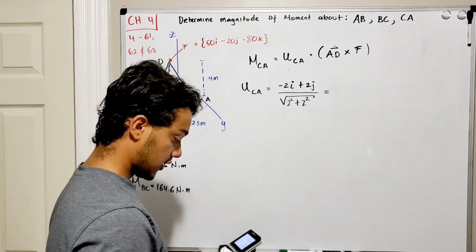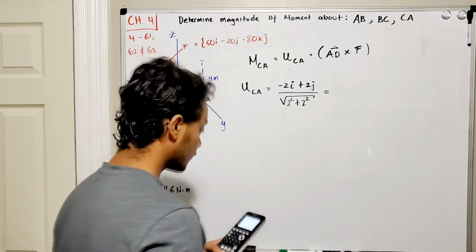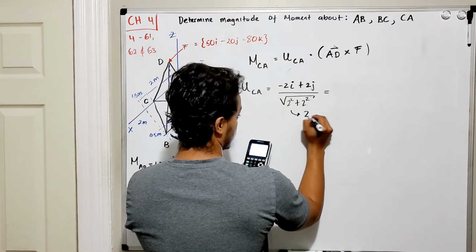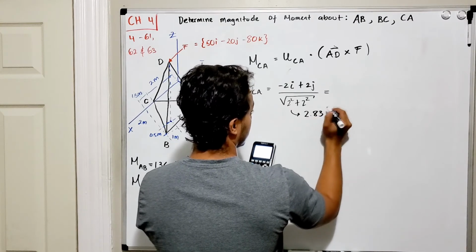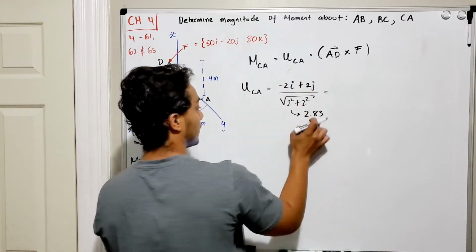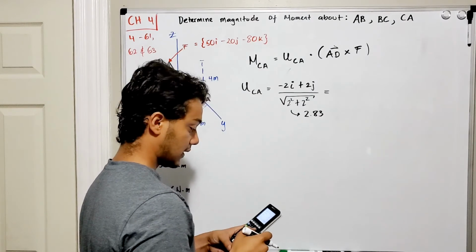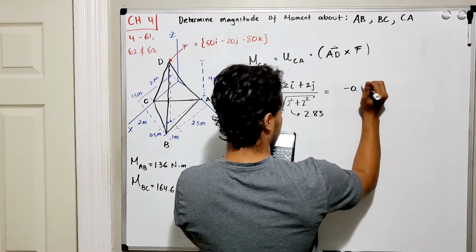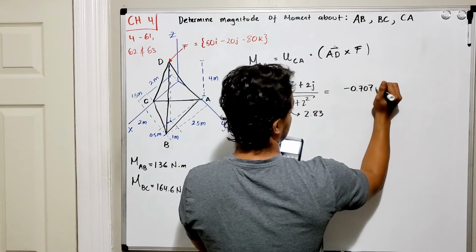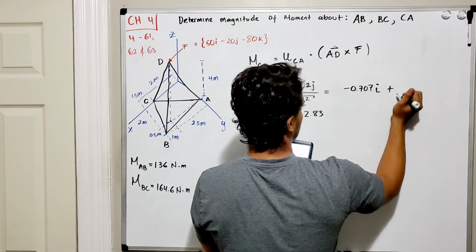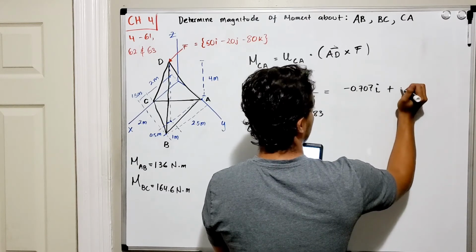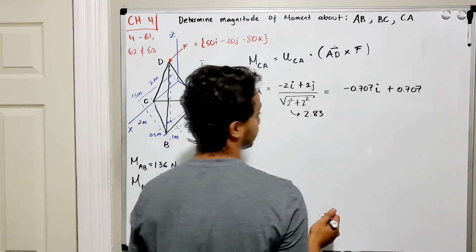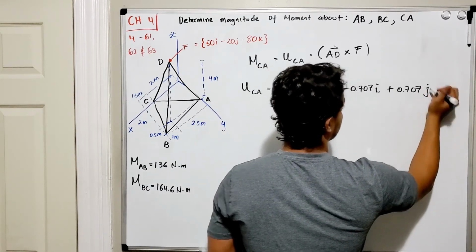So if we do 2 squared plus 2 squared all in a square root, this only is equal to 2.83. So we will divide 2 by 2.83. So 2 divided by 2.83 gives me negative 0.707 in the i direction, and we will have the same quantity but positive in the j direction, 0.707, okay? In the j direction.